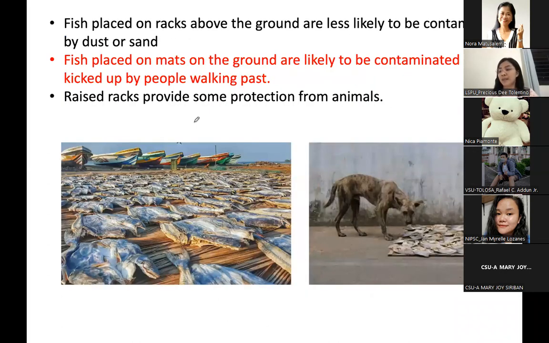So fish placed on rocks above the ground are less likely to be contaminated by dust or sun. So ito naman yung drying na to is not ideal. Ang daming pusang aso na pwedeng kumuha ng iyong product or pwedeng magligay ng mga dumi. Fish placed on mats on the ground are likely to be contaminated. And raised rocks provide some protection from animals. And of course, mas mabilis din yung drying rate kasi mayroong air circulation.